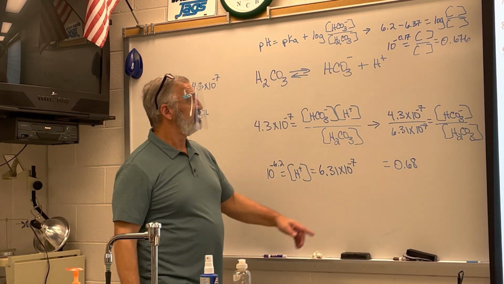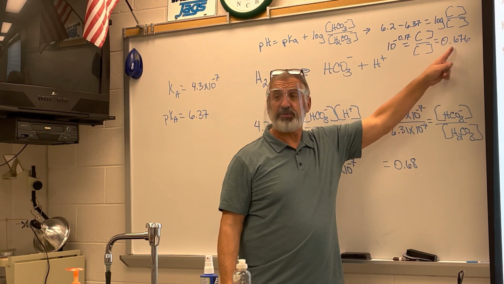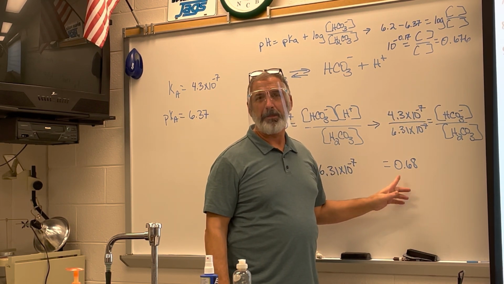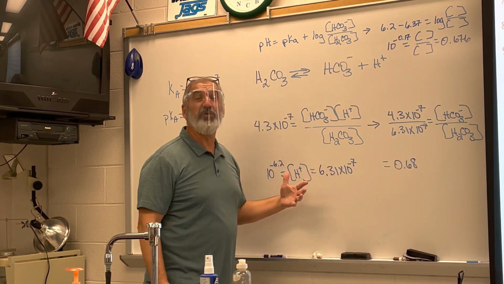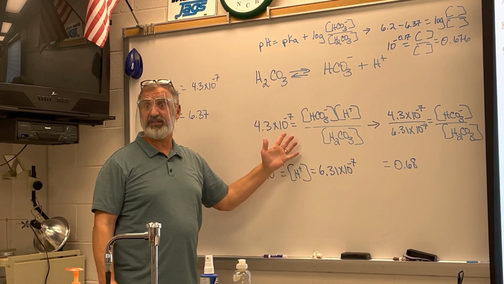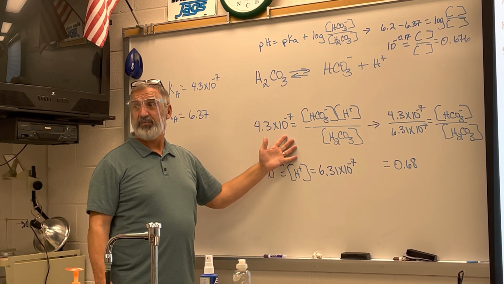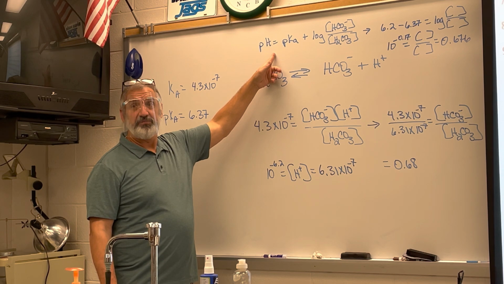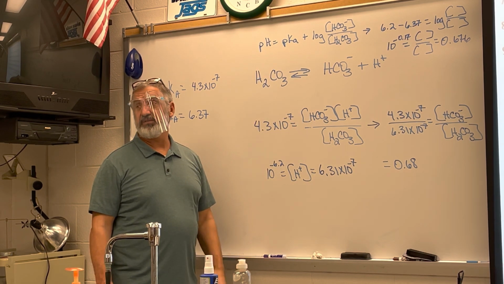0.676 is pretty darn close to 0.68. Either way, this equation is derived from this one. We're just taking the negative log of both sides of this, which is how we get this equation. Just so you know.